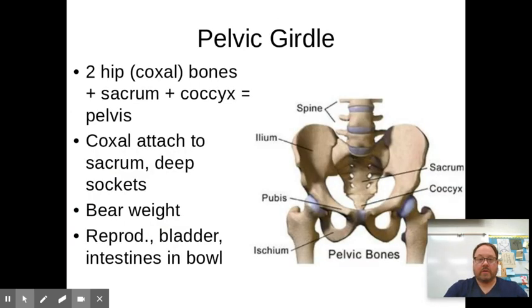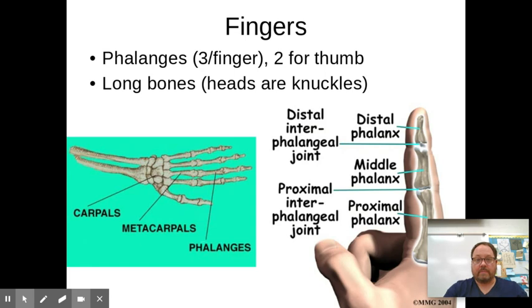That's pretty cool. All right, that's it on the upper extremity. We'll finish this looking at the lower extremity.